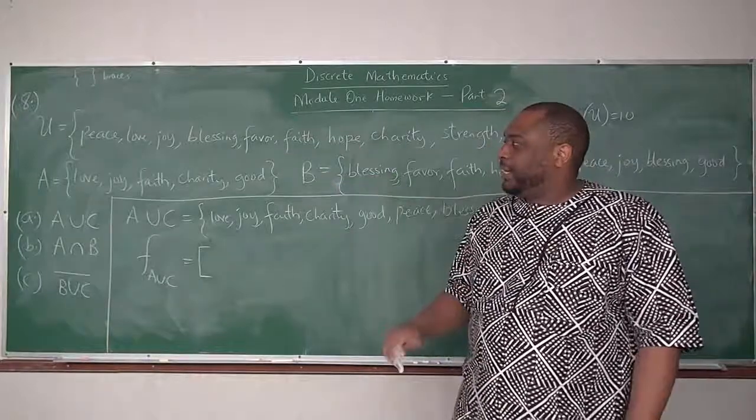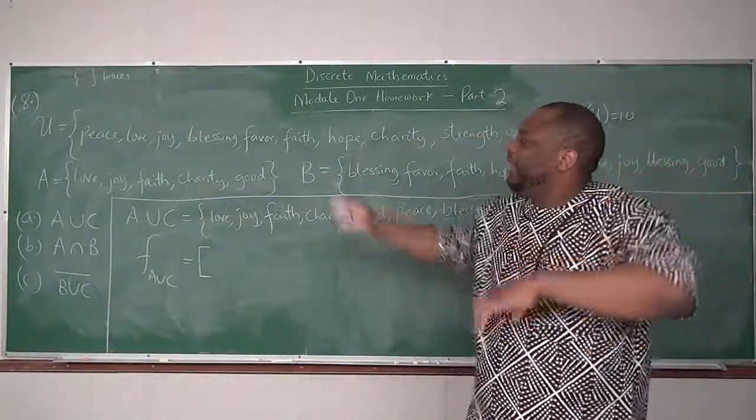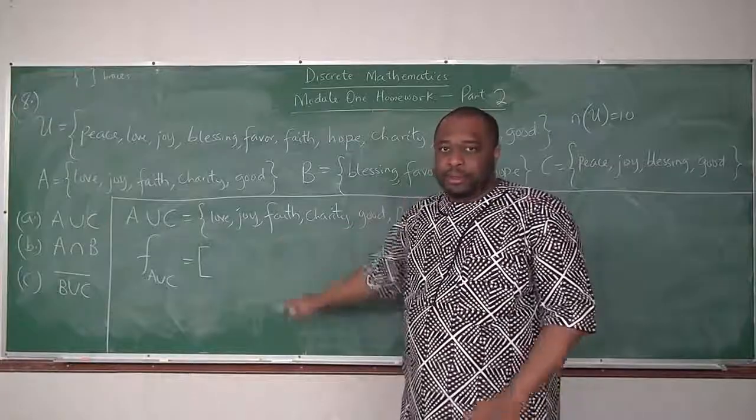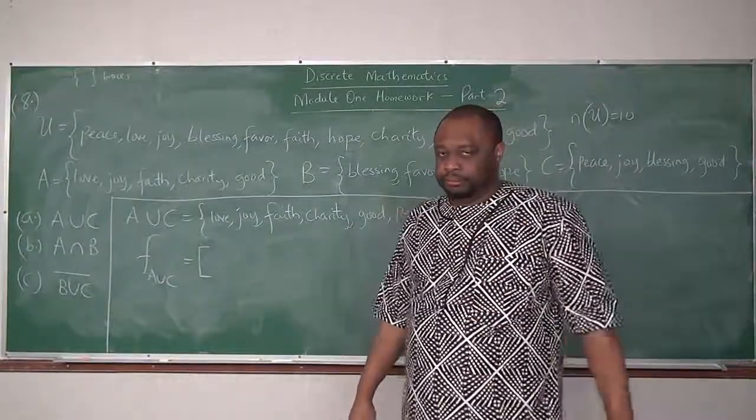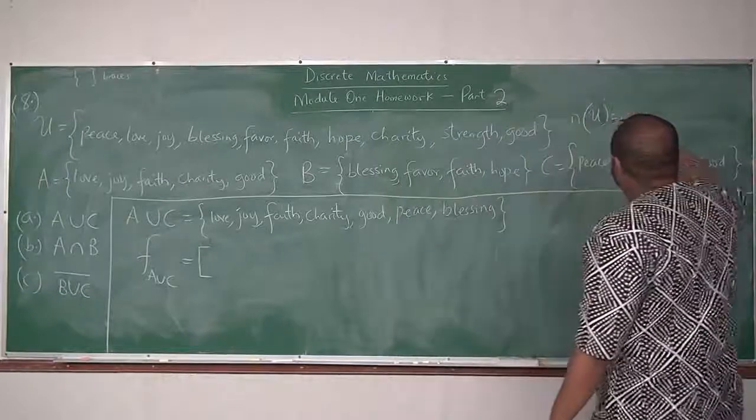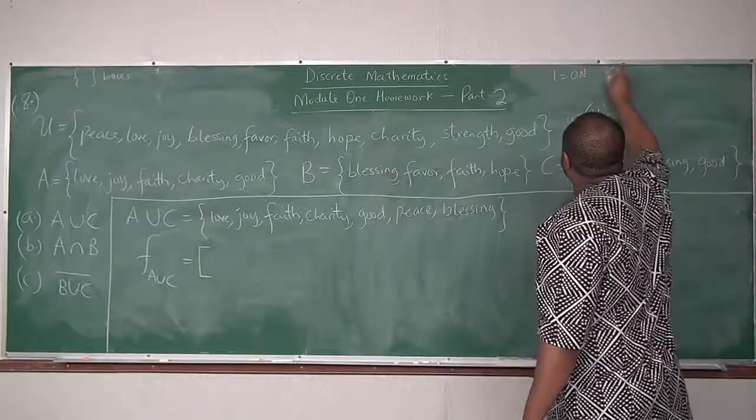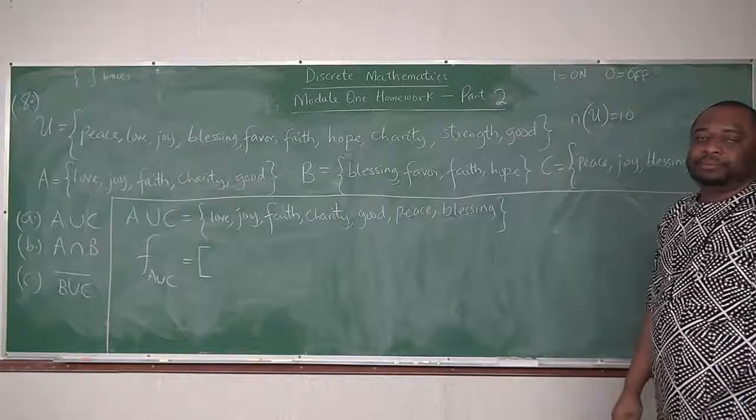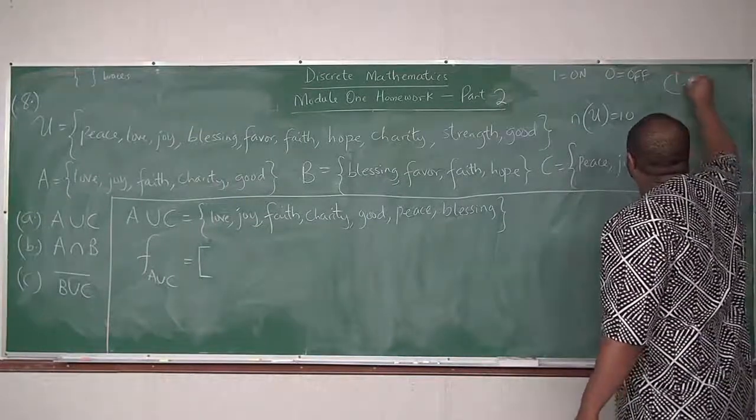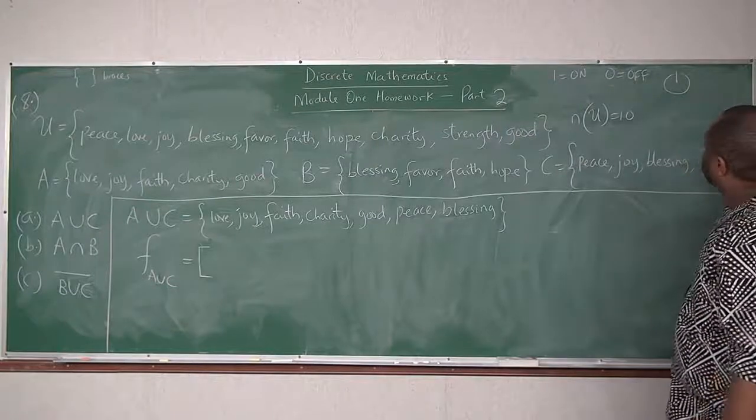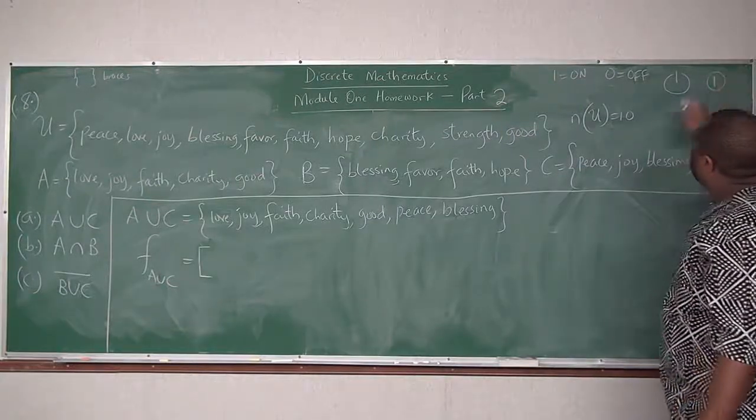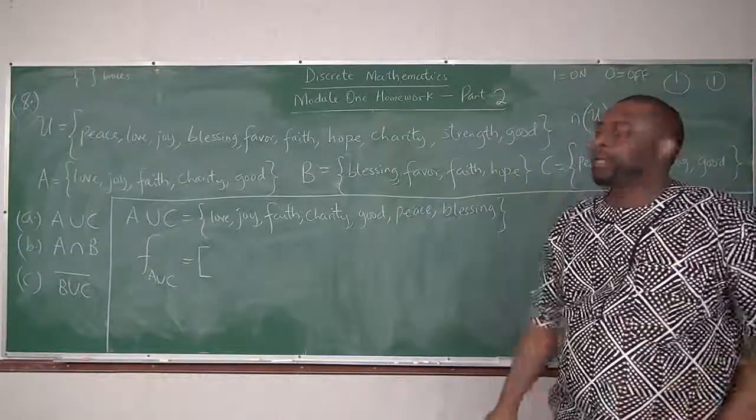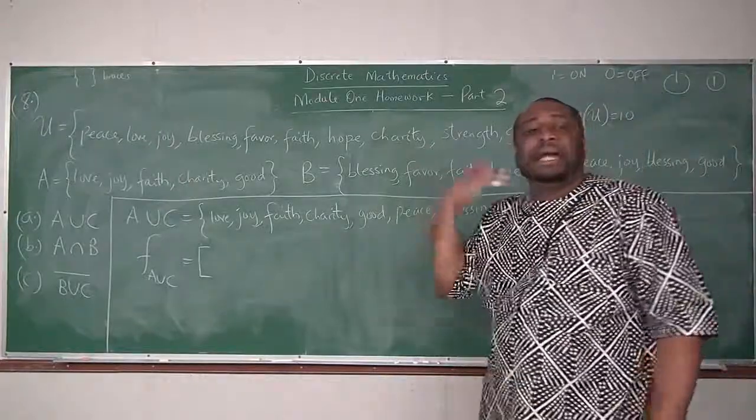If we look at the universal set, if the element is in this set, we write 1, on. 0, off. You find this in your electronic devices, in your switches. 0 off, 1 on. Boolean algebra. We shall come to that.